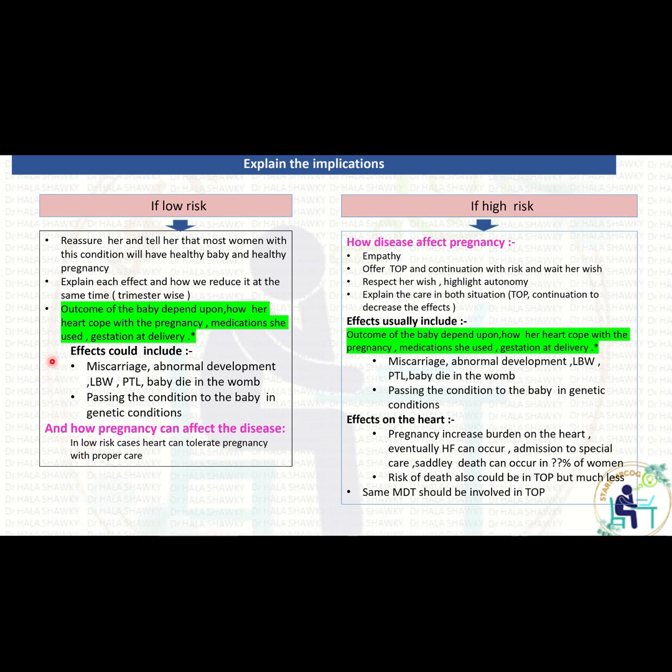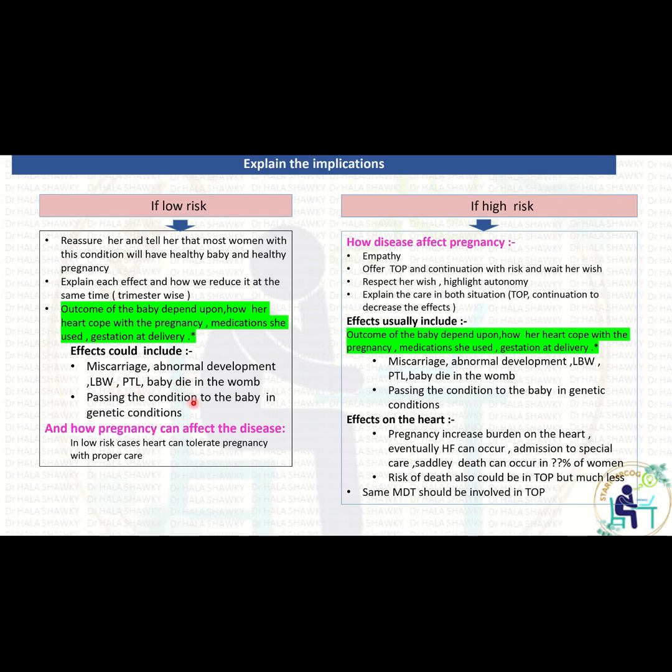The outcome of the baby depends upon how her heart copes with the pregnancy, medication, and the gestation at delivery. So it could be reassuring, but it also depends upon three things. Usually the effects could include miscarriage, abnormal development, low birth weight, preterm labor, and the baby could die in the womb.